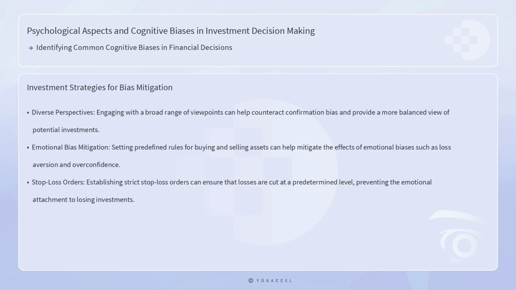Another strategy is to seek diverse perspectives and challenge one's assumptions regularly. Engaging with a broad range of viewpoints can help counteract confirmation bias and provide a more balanced view of potential investments. Additionally, setting predefined rules for buying and selling assets can help mitigate the effects of emotional biases such as loss aversion and overconfidence. For example, establishing strict stop-loss orders can ensure that losses are cut at a predetermined level, preventing the emotional attachment to losing investments.